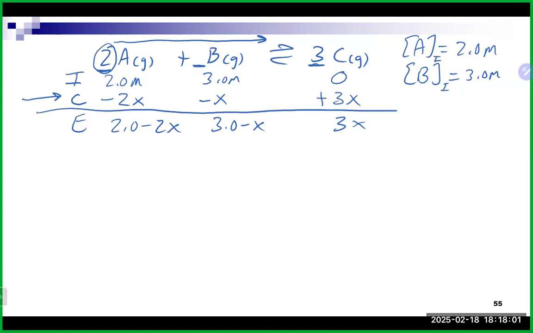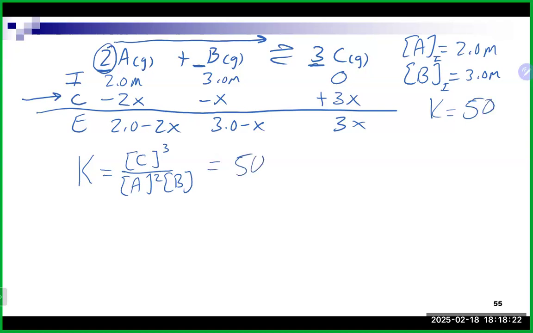So what do we do with this now that we have that? We will take our equilibrium expression and do it like normal: c to the third power divided by a squared and b. Normally in this type of problem, you would probably be given an equilibrium constant. Hey, we'll just go for 50, why not? And that would equal 50.